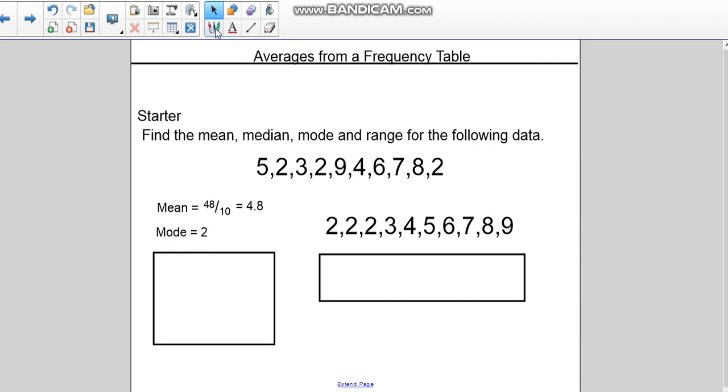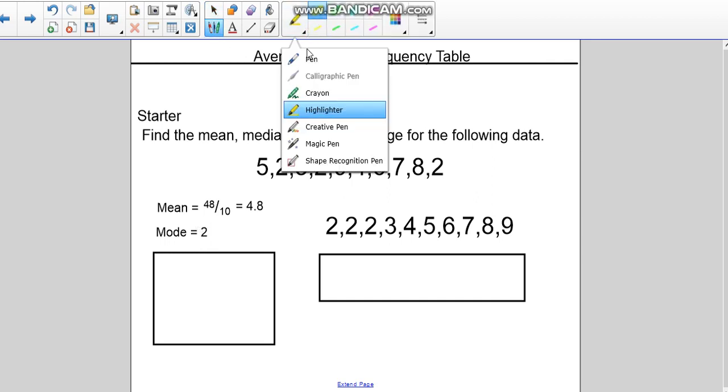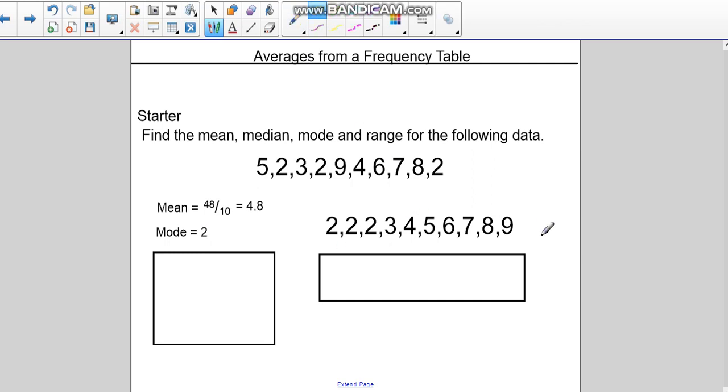And then the median is the number in the middle. Now we have 10 numbers, so there's not going to be one number in the middle. If I count in 1, 2, 3, 4, 5, it's going to be these two numbers here, because I've got 4 either side. So when I've got two numbers, I look halfway between, so the median would be 4.5.